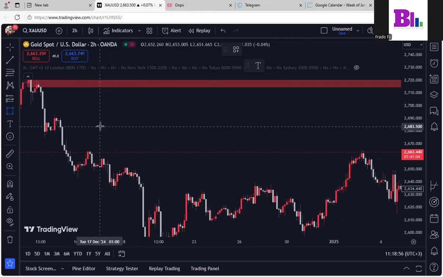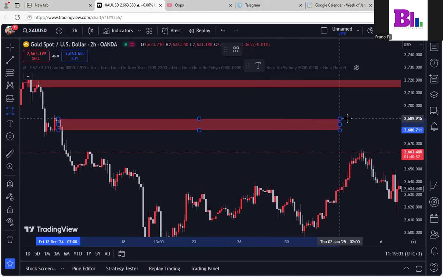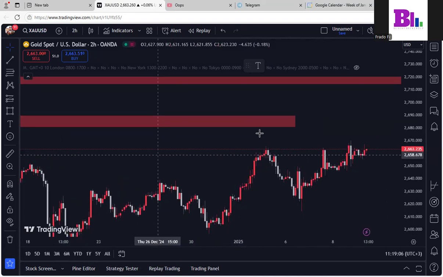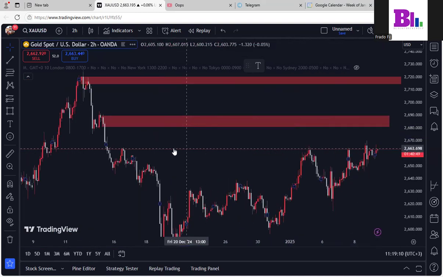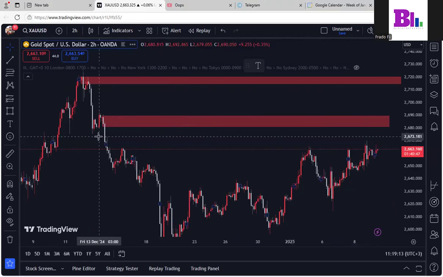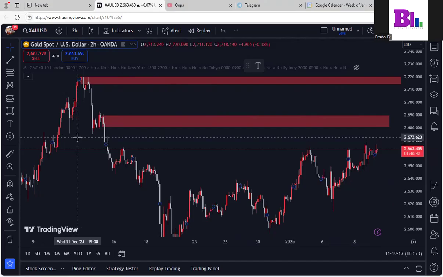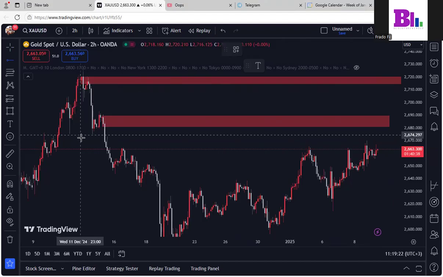Let me increase the size so that you can see well here. This is my order block here. This is my order block here. This is my order block here. As you can see, we had our inefficiency here. We had our inefficiency here. You can see the end of the inefficiency here is this one.